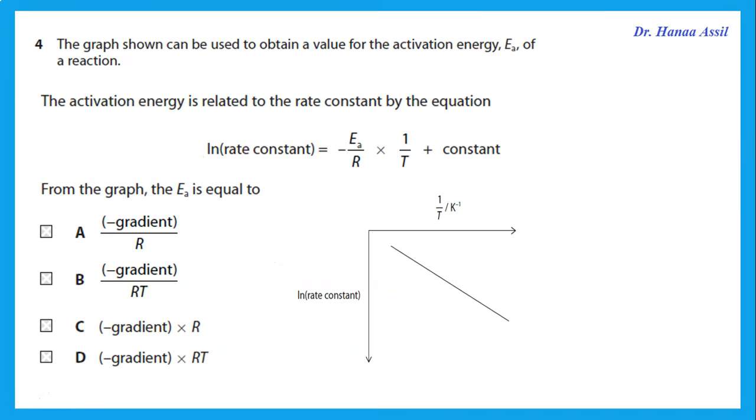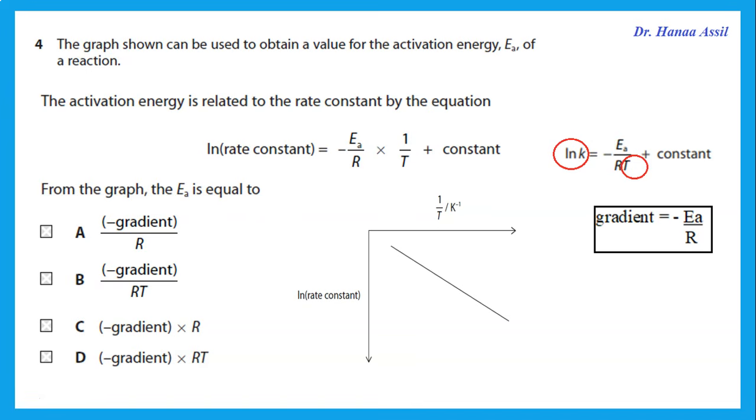The graph shown can be used to obtain a value for the activation energy of a reaction. So here we have a graph of natural log of the rate constant versus 1 over T. So from the Arrhenius equation, you should know that if I plot ln k versus 1/T, then the gradient is minus Ea over R, and that means that activation energy is the minus gradient times R.